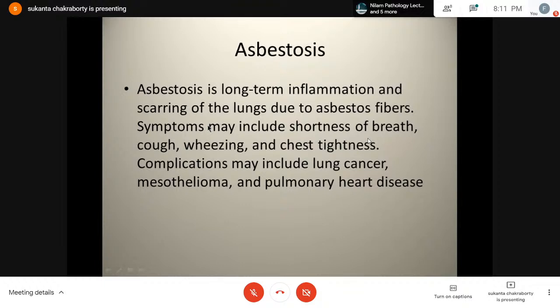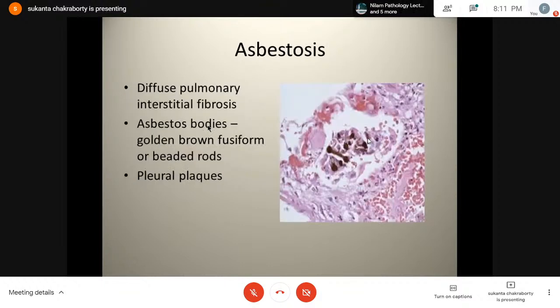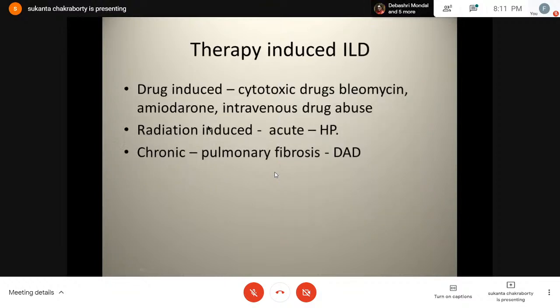Next is asbestosis. Asbestosis is a long-term inflammation and scarring of the lungs due to asbestos fibers. Symptoms may include shortness of breath, cough, wheezing, and chest tightness. Unlike other types of pneumoconiosis, asbestosis is more commonly related with lung cancer, mesothelioma, and pulmonary heart disease. What is there in asbestosis? Diffuse pulmonary interstitial fibrosis, and asbestos bodies can be seen in biopsy. In lung biopsy, there are golden brown fusiform or beaded rod-shaped structures which are called asbestos bodies, and there can be pleural plaques also.